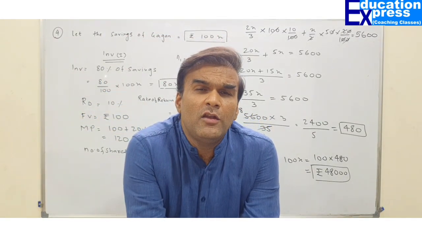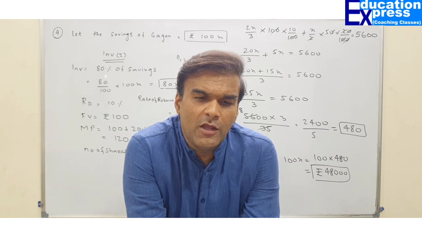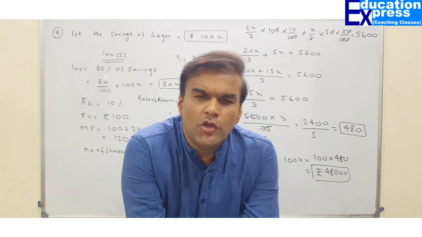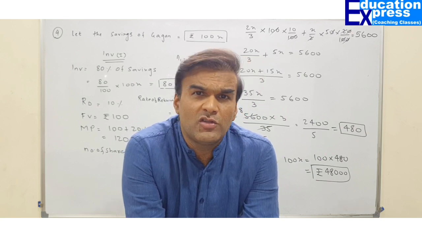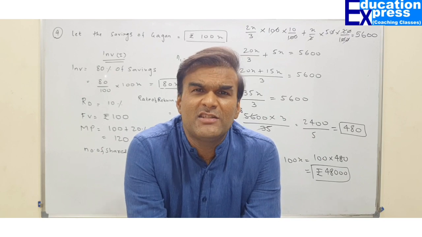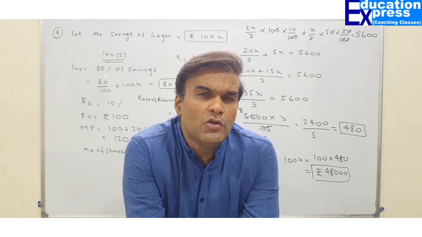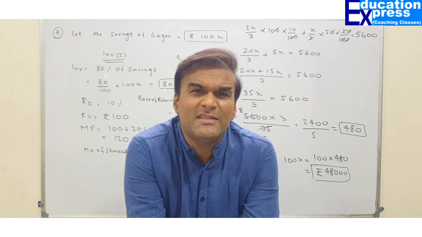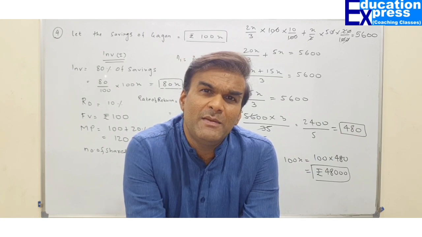If you try and use the formula ROI, you will get ROI for the first share and ROI for the second share. You cannot get a single ROI for both the shares because both the shares were invested at different price, different face value, different market price. So over here, if you want to find out return on investment, it's very simple. Return upon investment into 100.